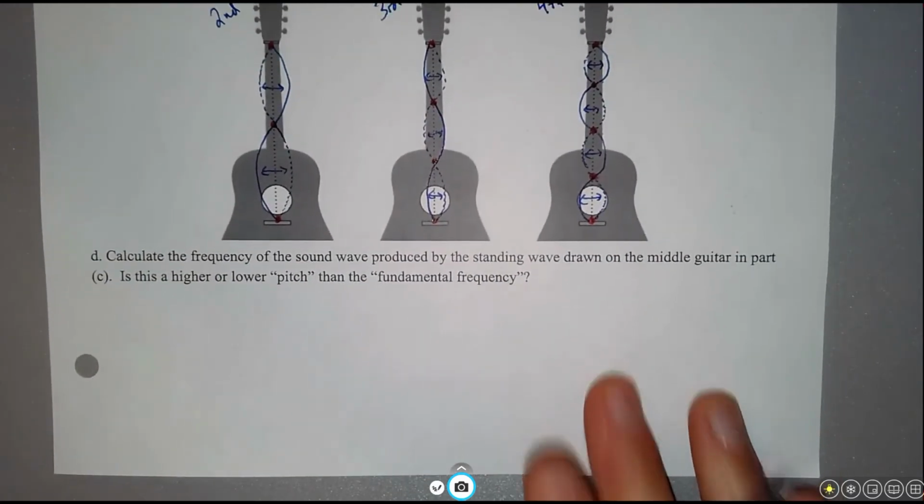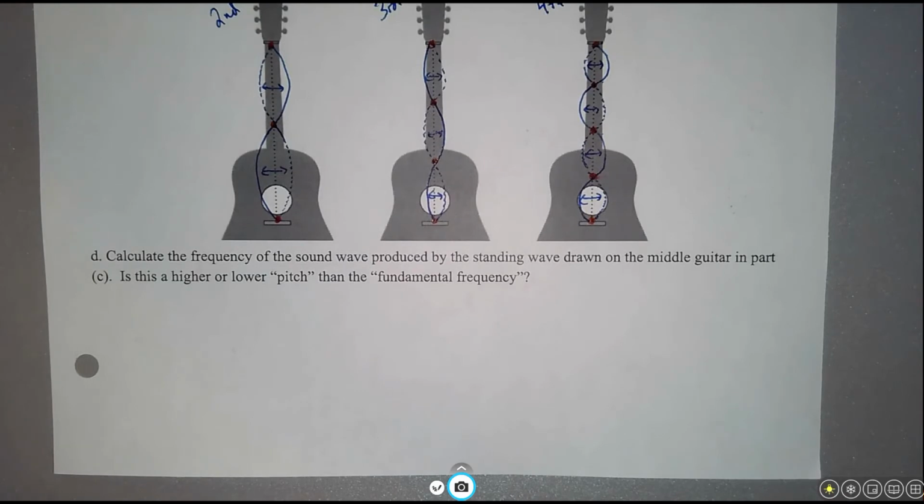The last part of this example says to calculate the frequency of the sound wave produced by the standing wave drawn in the middle guitar in part C. Is this a higher or lower pitch than the fundamental frequency?